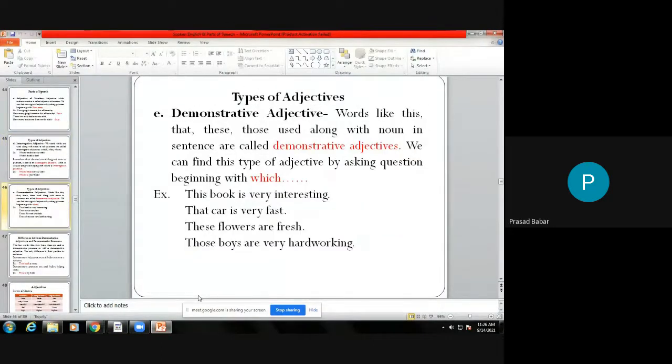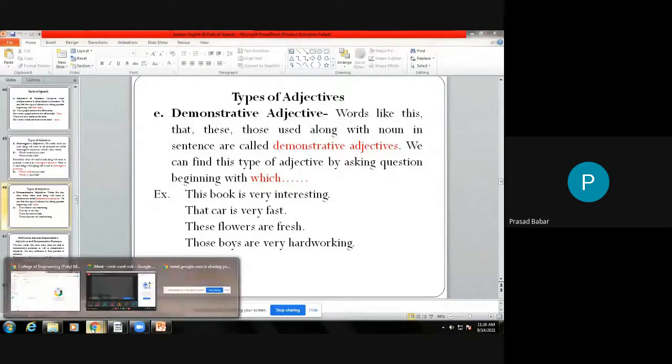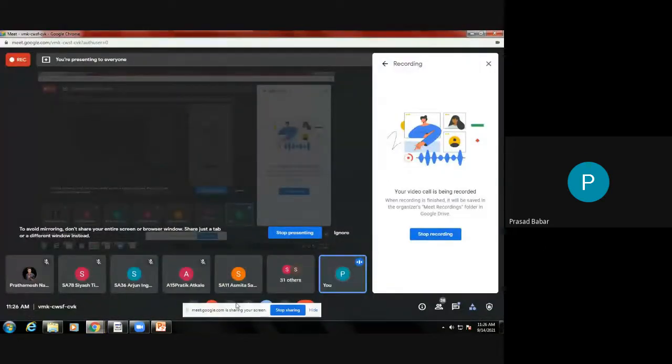then the next is demonstrative adjective. Okay, so like interrogative adjective, there are also demonstrative adjective and demonstrative pronoun. Okay, so let's see its definition. Words like this, that, these, those, used along with noun in a sentence are called as demonstrative adjective.